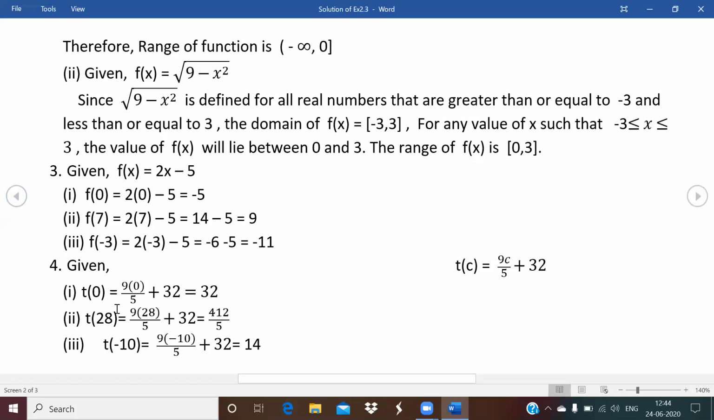And in the next question, question number 4, the function given to you is t of c, which is equal to 9c upon 5 plus 32. And we have to find t of 0, means we replace c as 0. And by simplifying it, we get 32. And c is 28. By replacing c as 28 and simplifying it, we get 412 upon 5, which is also called the value of the function. And similarly, when we replace c as minus 10 and simplify it, we get the value of the function as 14, which is also called the value of the function.